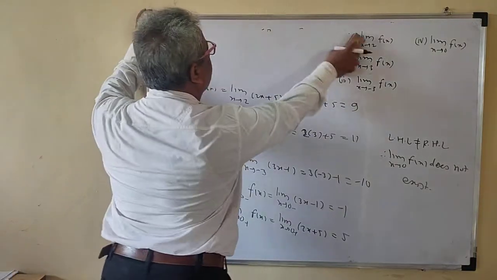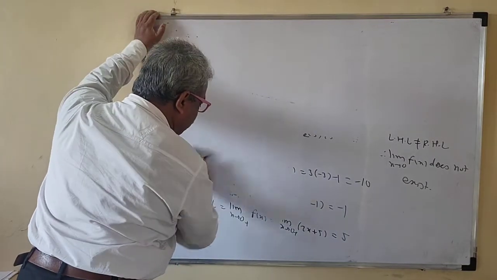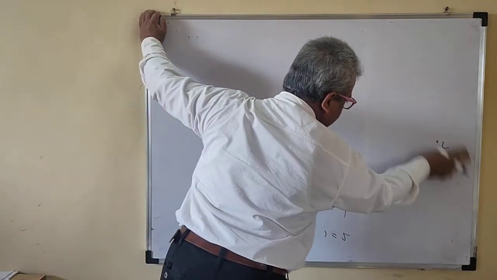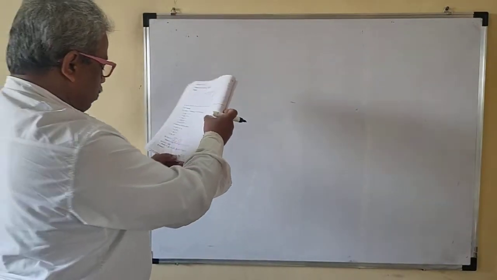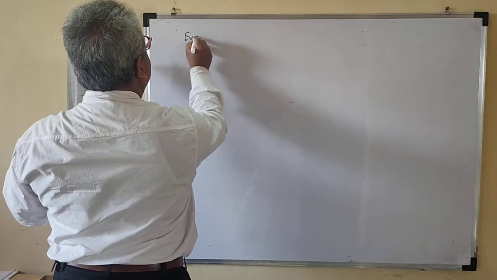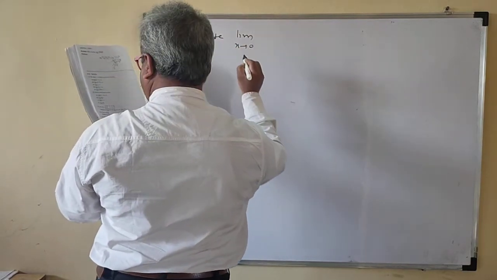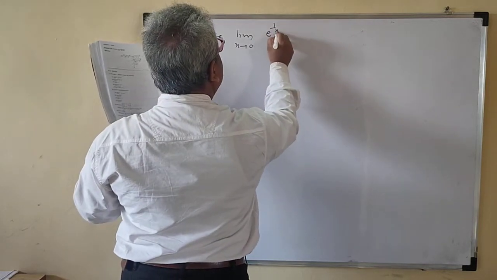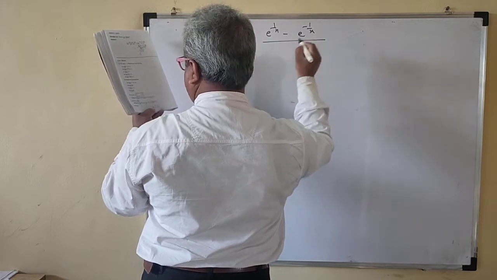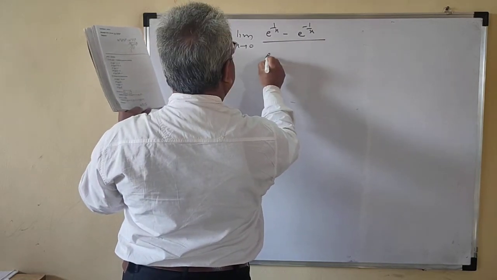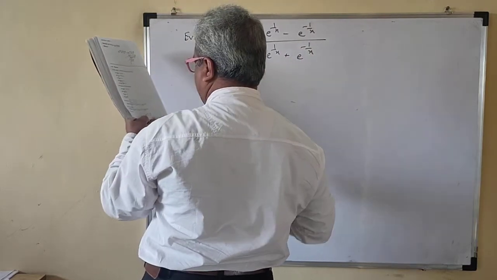So we'll take the next problem. Evaluate limit x tends to 0 of e raised to 1 upon x minus e raised to minus 1 upon x, divided by e raised to 1 upon x plus e raised to minus 1 upon x.